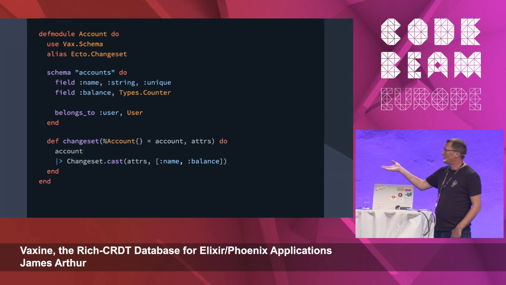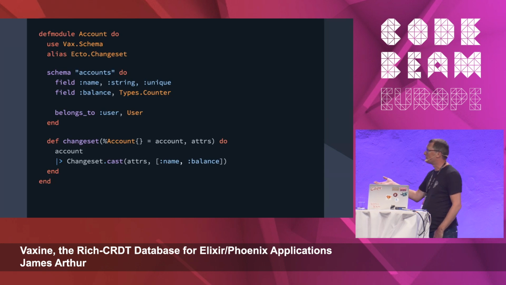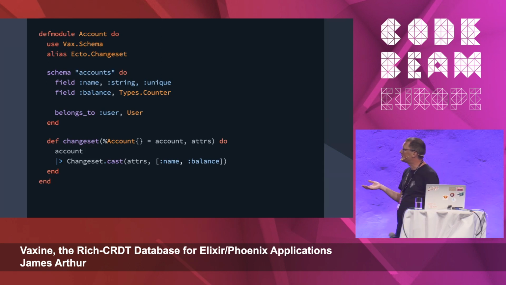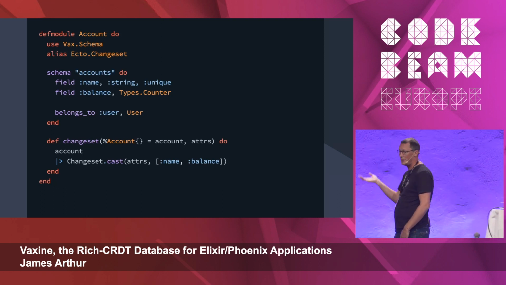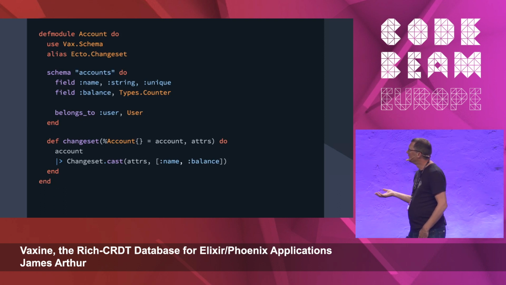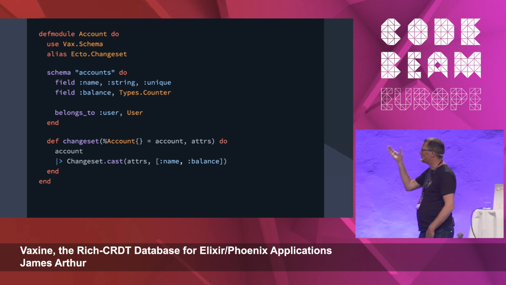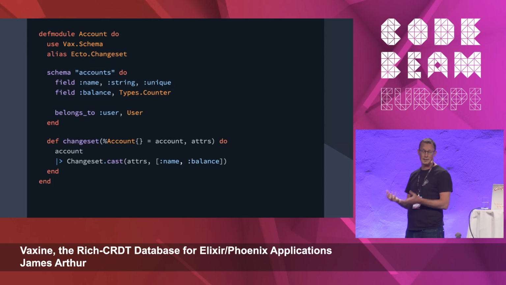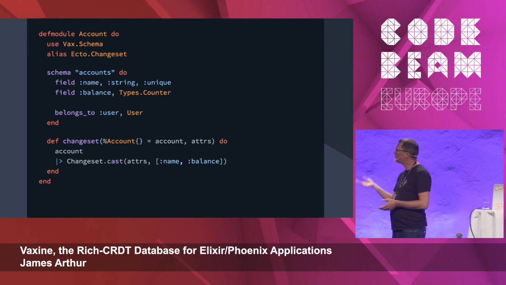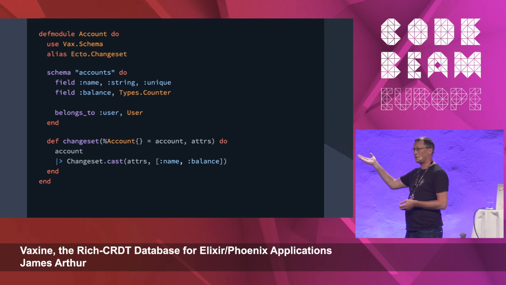So what do we mean by the developer experience? Well, you can basically use it from Ecto like this. This is a simple account schema that will be familiar if you're used to working with Ecto. It has two fields, a name and balance, and the account belongs to a user. So just to highlight a couple of things in this simple bit of code, the name field is a string, which is a built-in Ecto type, just a primitive type, whereas the balance field is a custom CRDT type, in this case a counter.